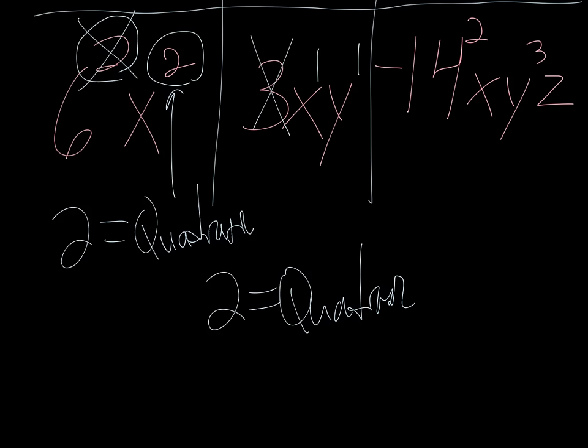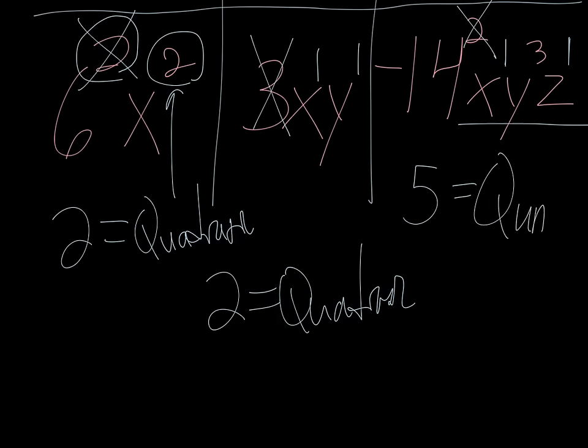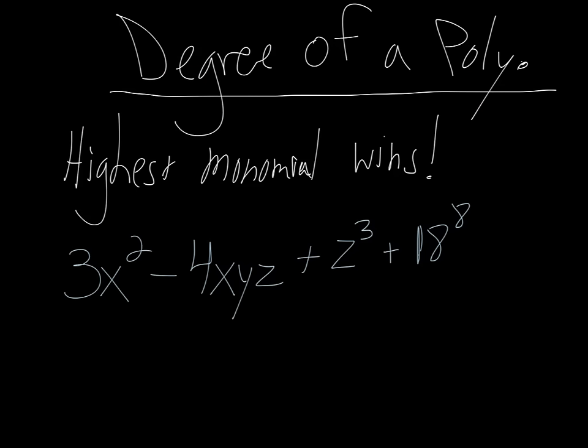And then finally, negative 14 squared. We don't care about that squared because 14 is not a variable. X has exponent of 1, y has 3, z has 1. 1 plus 3 plus 1, the sum of the variables' exponents is 5, and therefore this is a quintic monomial. Oh, I put that i in the weird place. Quintic. There we go. Now we're going to talk about finding the degree of a polynomial.